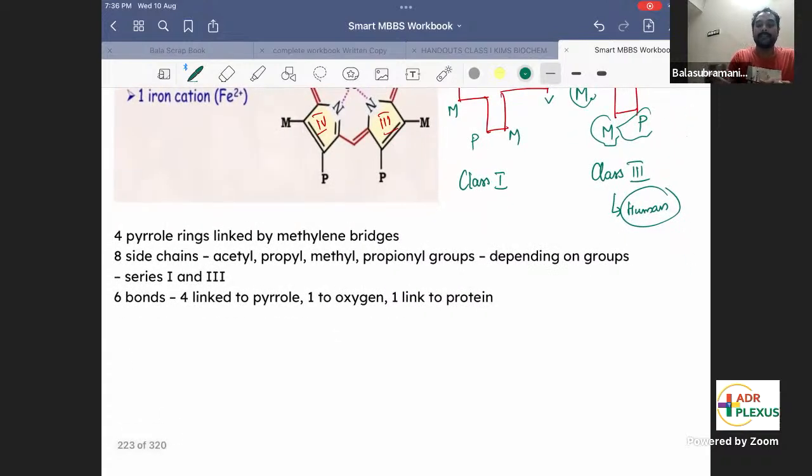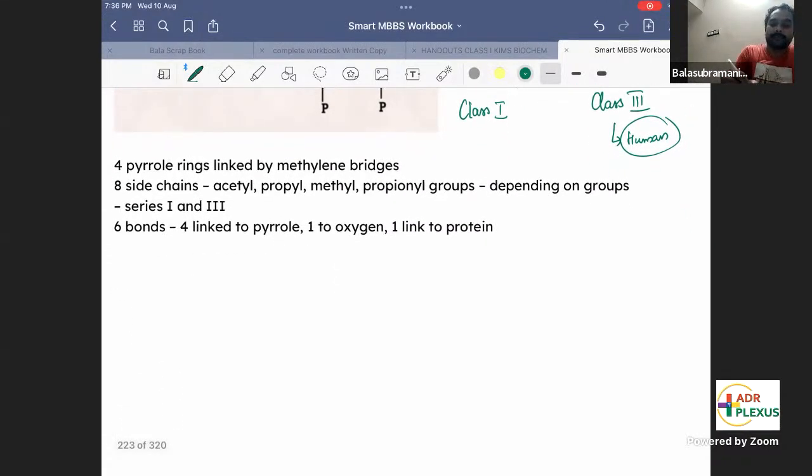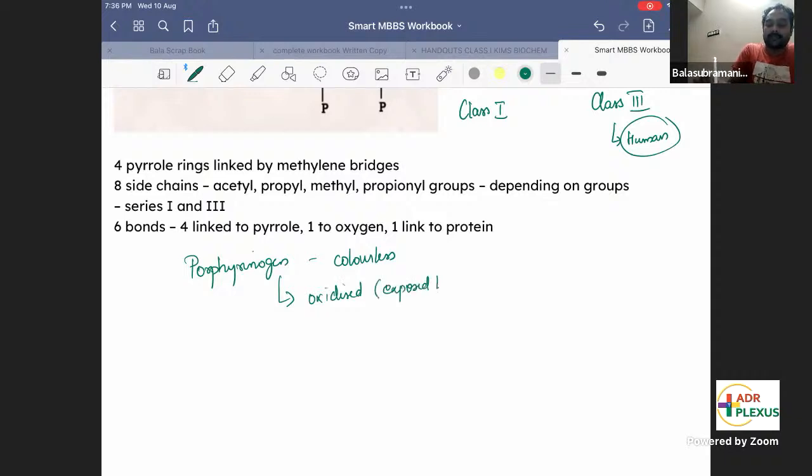So now you get a question, sir, what is this? So I told you about something called porphyrinogen. So anything which contains the tetrapyrrole rings is called porphyrinogen. But the problem here is the porphyrinogens are colorless. When the porphyrinogens are oxidized, exposed to oxygen, then they become porphyrins. These porphyrins are colored compounds.